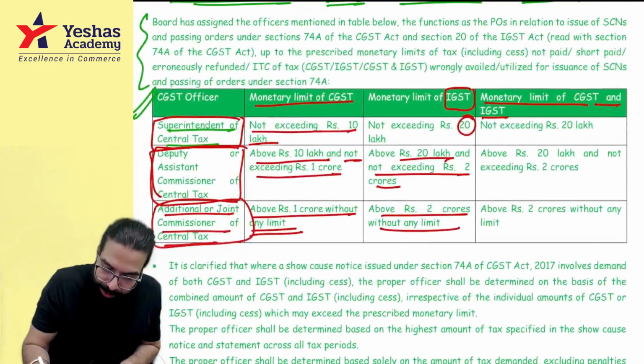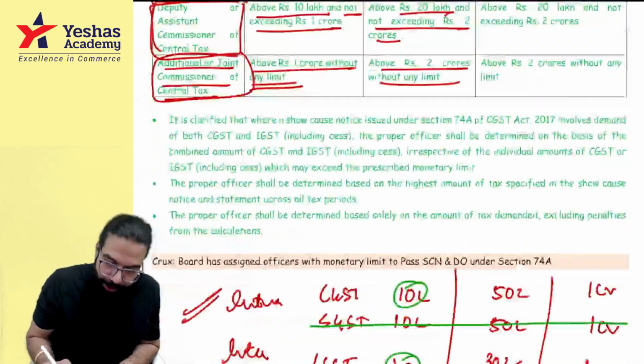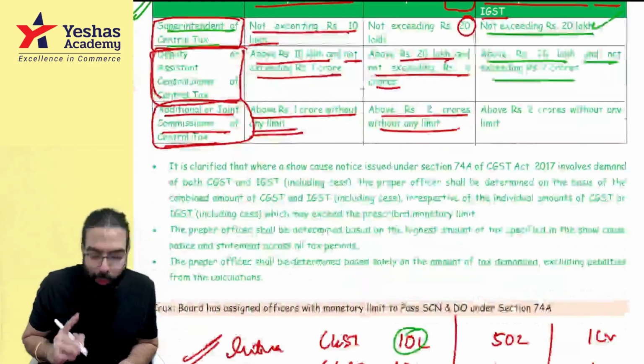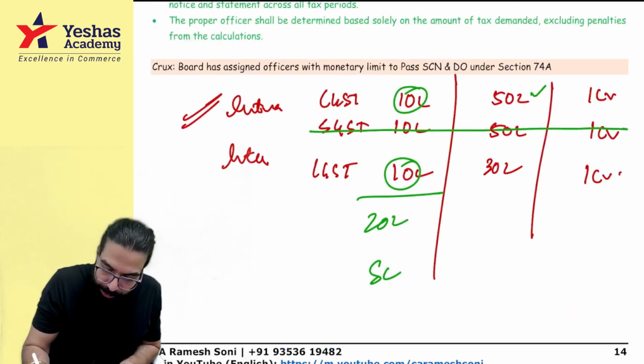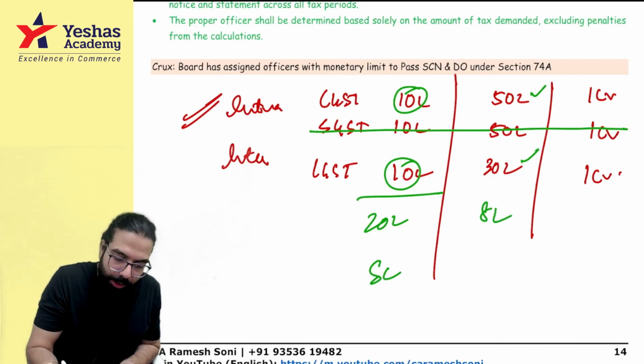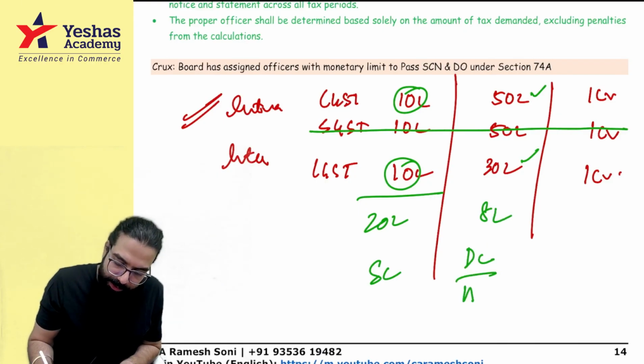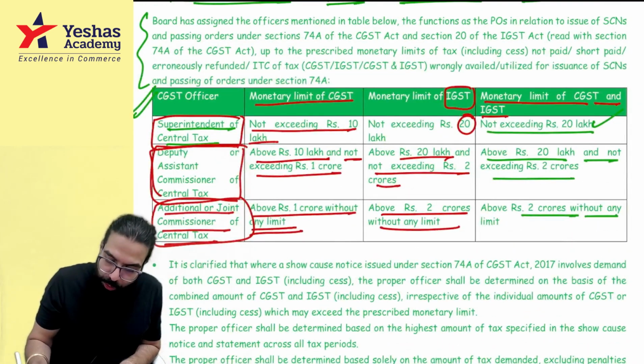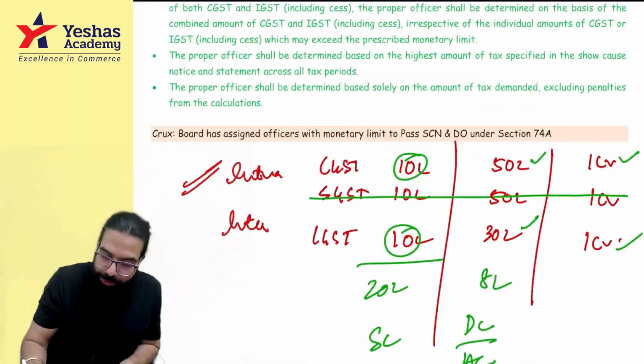Sir, can you tell me 20 lakh? Not exceeding 20, superintendent. So, sir, superintendent will handle. Then they told above 20, not exceeding 2 crore. Sir, above 20, 80 lakh rupees. 80 lakh, who will handle, everyone? Deputy or assistant. Okay. 2 crore, above 2 crore. Sir, above 2. So, again, this is 2 only.